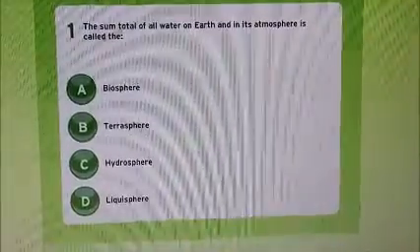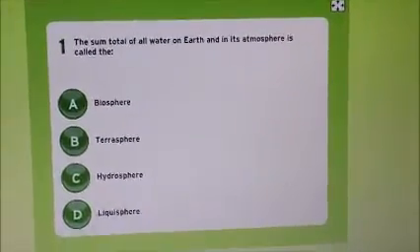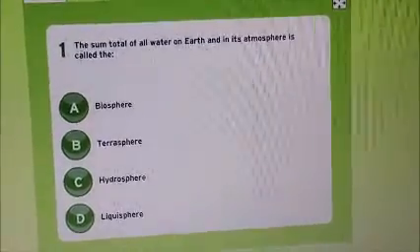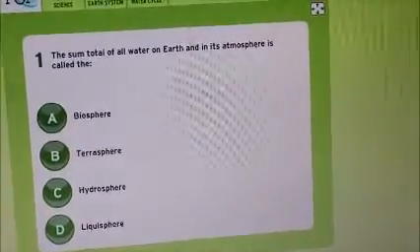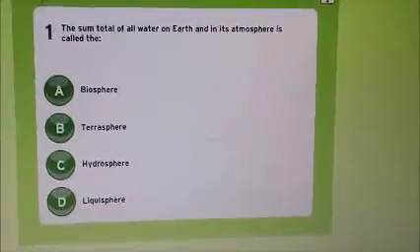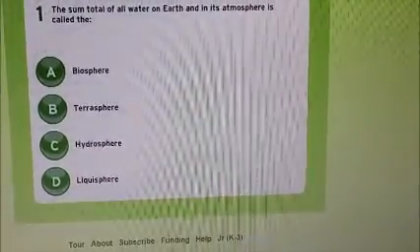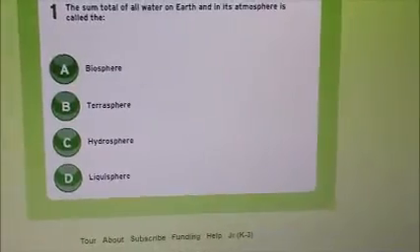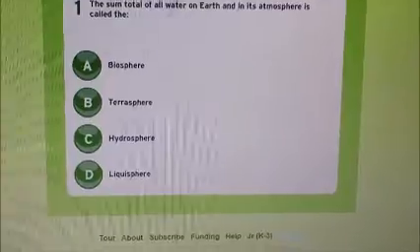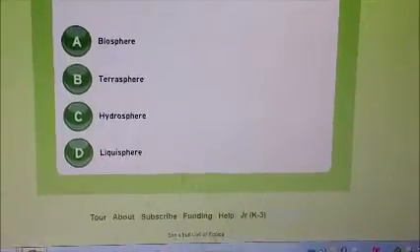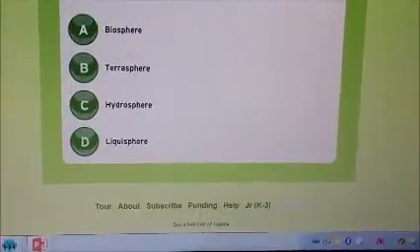Alright, so question number 1. The sum total of all the water on Earth and in the atmosphere is called the what? Do you remember that? Vapor. Okay, close. Is it A, biosphere, B, terrasphere, C, hydrosphere, or D, liquisphere? Which one? C. Good job, Dakota.